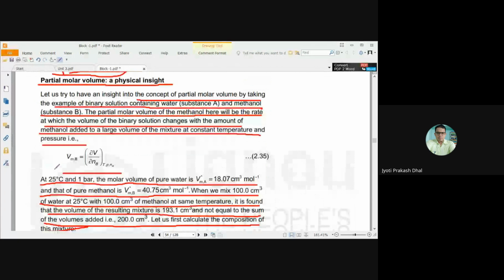So now let us discuss the physical significance of the partial molar volume, by taking the example of a binary solution containing water and methanol. Suppose water is the substance A and methanol is the substance B. Then the partial molar volume of the methanol here will be the rate at which the volume of the binary solution changes with the amount of methanol added to a large volume of the mixture at constant temperature and pressure. That means VBM equals del V by del NB at constant temperature, pressure and constant number of moles of A.